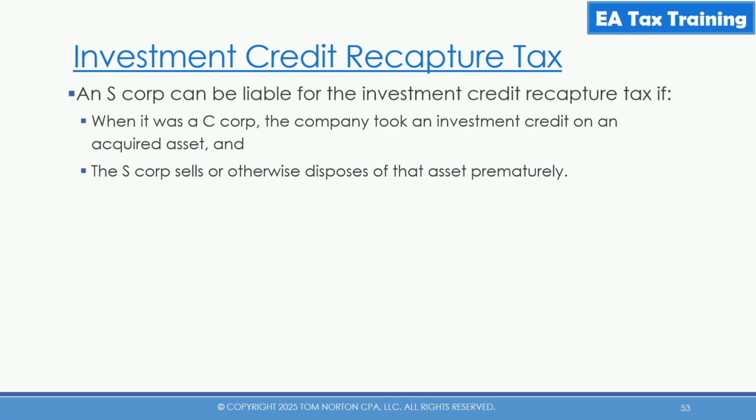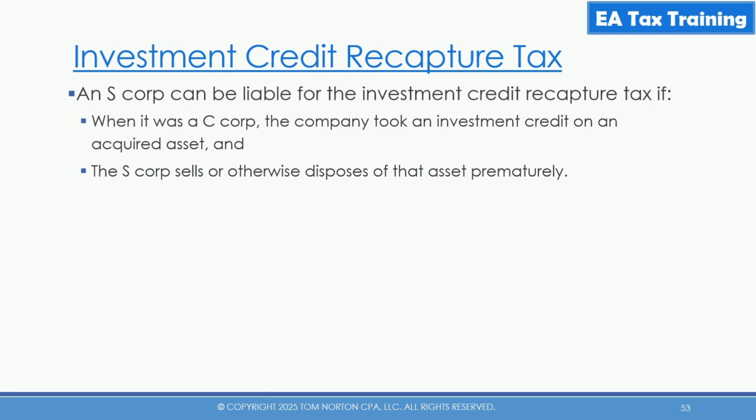What you do need to know, though, is if while they were a C Corp, they took this credit for one of those assets and then they dispose of that asset prematurely, before its normal recovery period for the credit, then they have to pay 21% tax on the amount of that original credit that they ended up not, in effect, actually earning by holding the asset for the entire time that they should have held it.